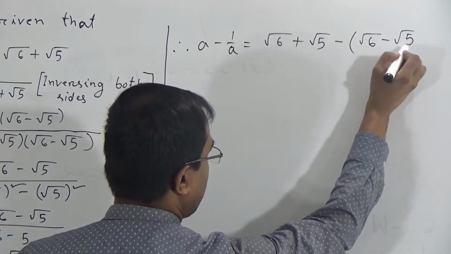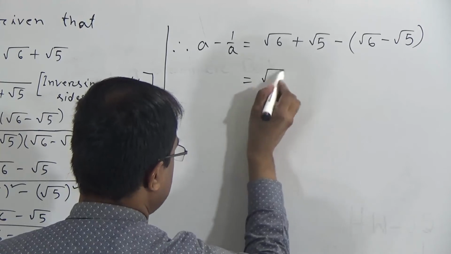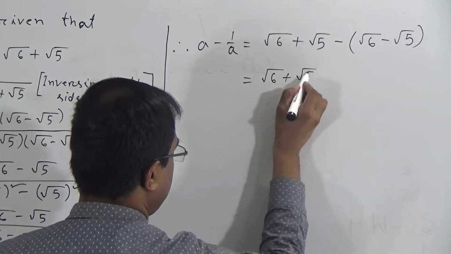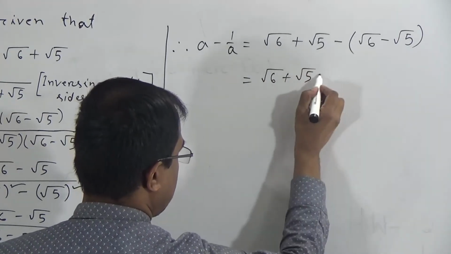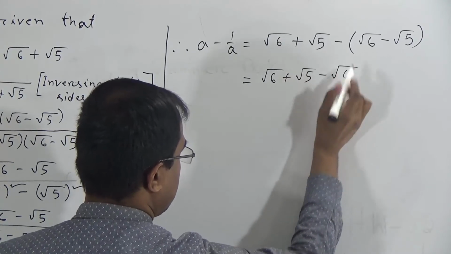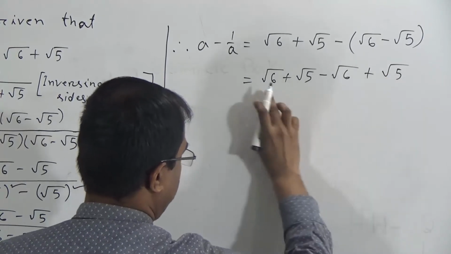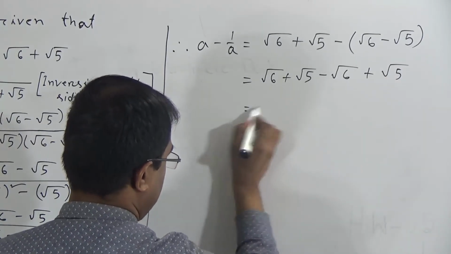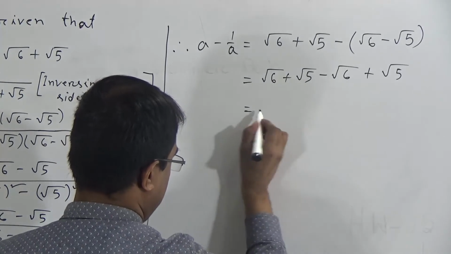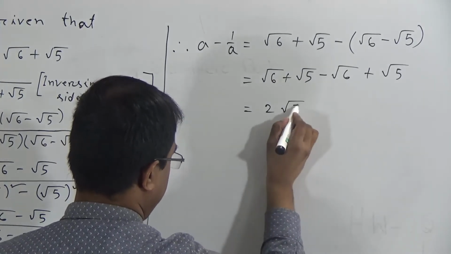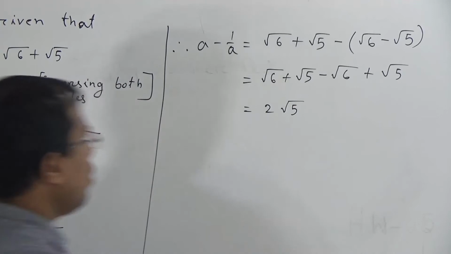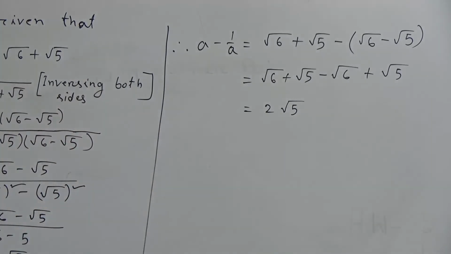Now root 6 plus root 5 minus root 6 minus root 5: here minus times plus is minus root 6, and minus times minus is plus root 5. Now plus root 6 and minus root 6 cancel, then root 5 plus root 5 is equal to 2 root 5. So the value of a minus 1 by a is 2 root 5. Now we can find the value of a to the power 6 minus 1 by a cube.